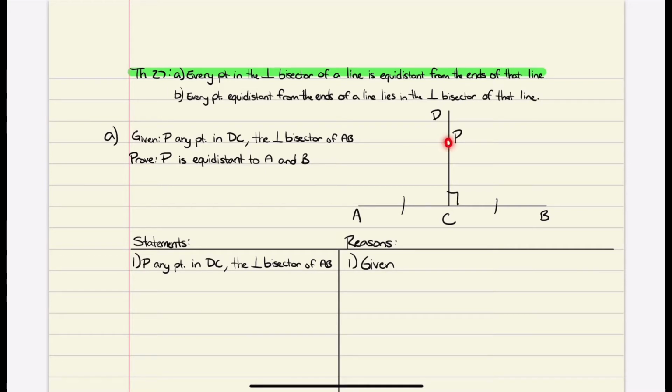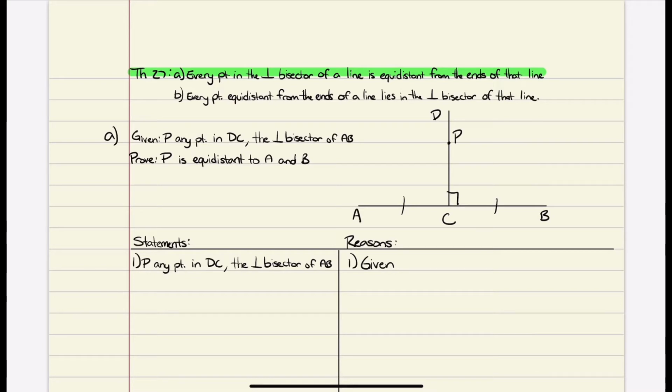So it would be the same distance from PA and PB. They would have the same distance, and we know distance is the distance of the straight line between the 2 points. The straight line that joins 2 points is the distance. So there we go. So we're just going to try to prove that P is equidistant from A and B.